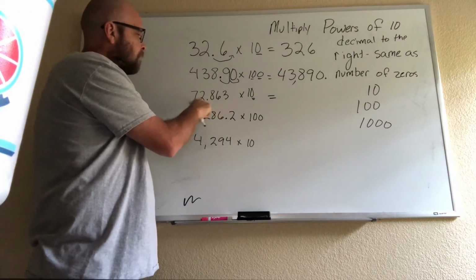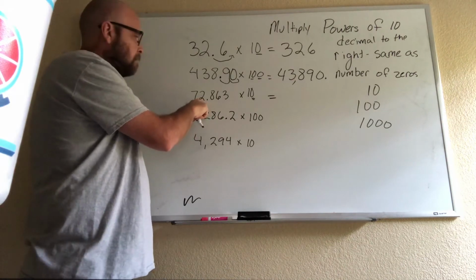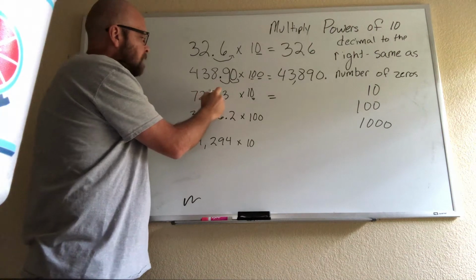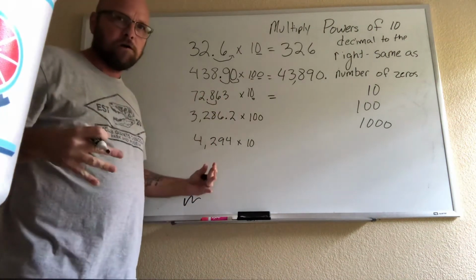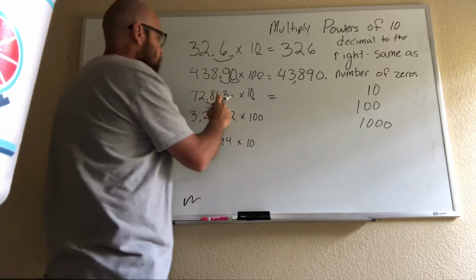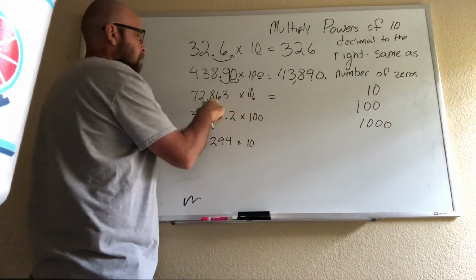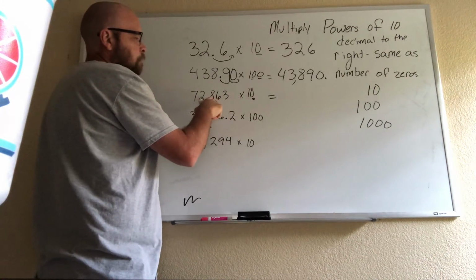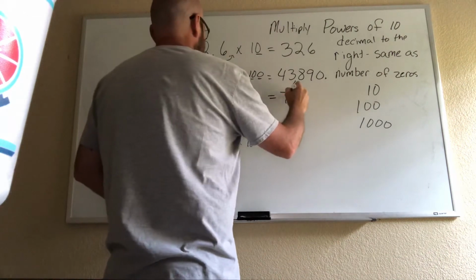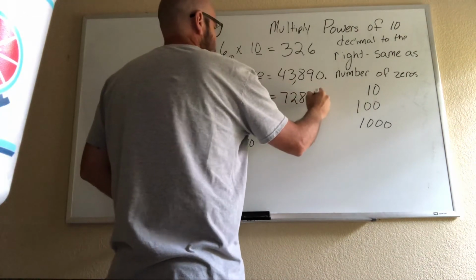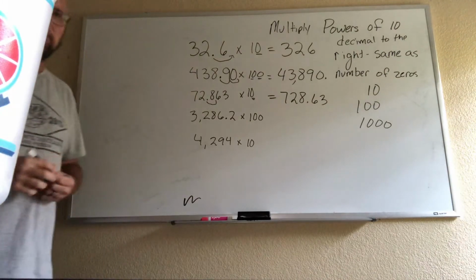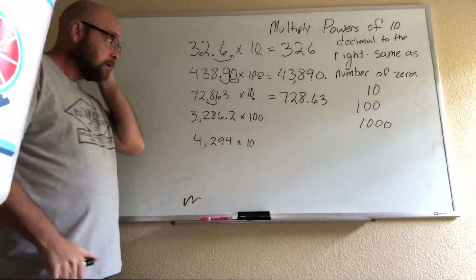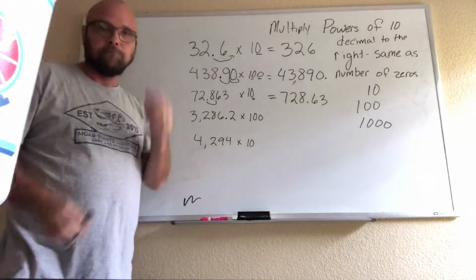So if I multiplied 72 times 10, it would become 720. I'm multiplying this number by 10, and to make it 10 times bigger, I move the decimal point to the right one place. So my decimal point comes behind the 8. Instead of the 2 being in the ones place, the 8 is in the ones place. So then I have 728 and 63 hundredths. That's 10 times greater than 72 and 863 thousandths.